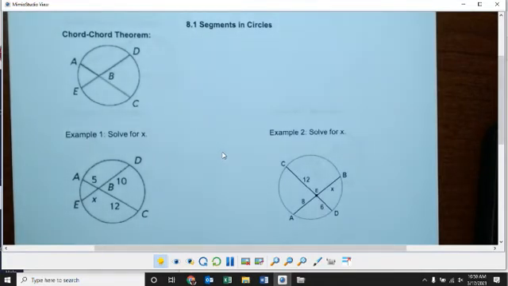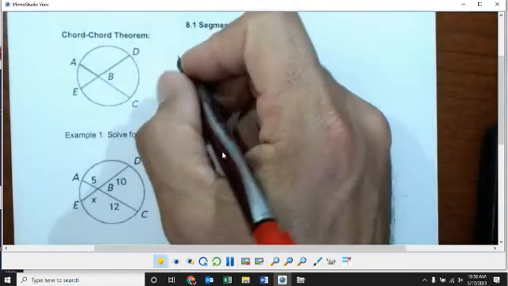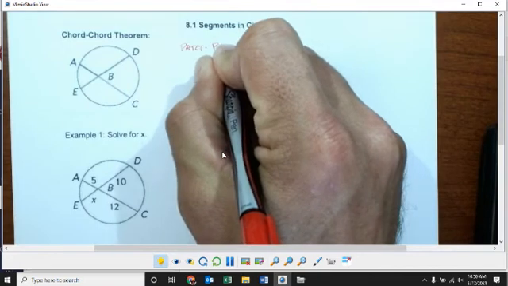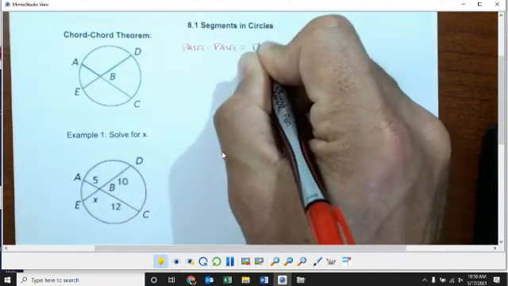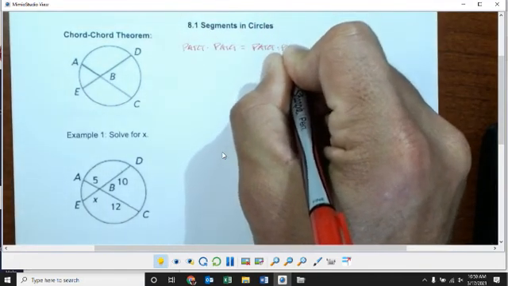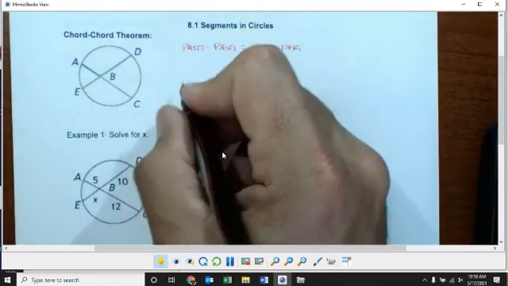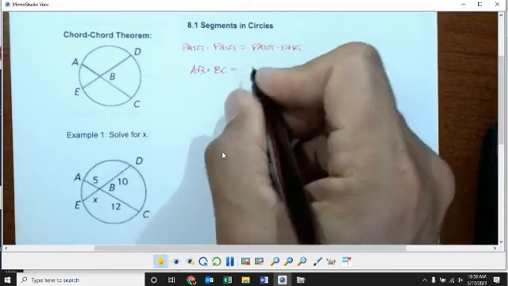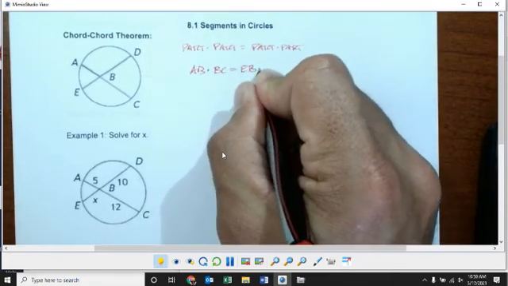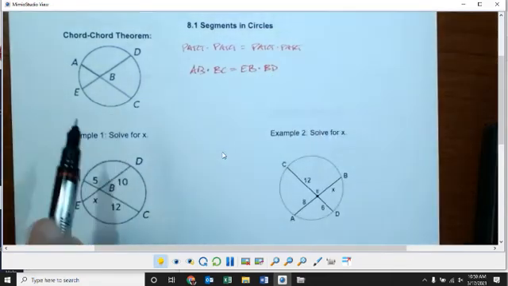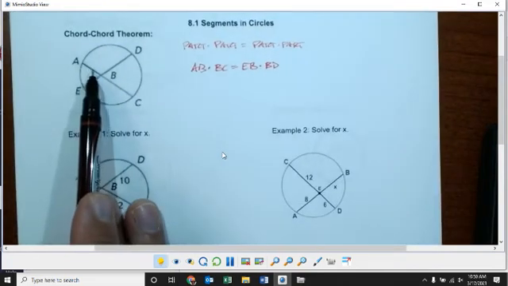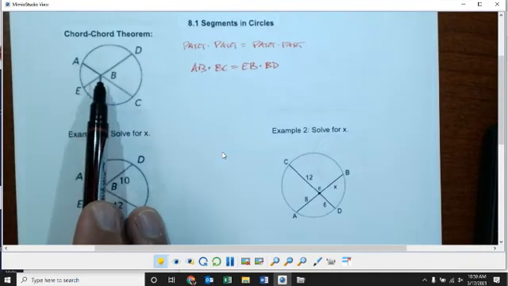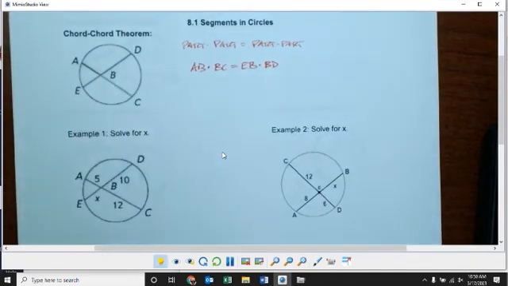All right, starting off, we have two chords. If we have two chords, the procedure is part times part equals part times part. So in this case, that means that AB times BC equals EB times BD. So it is one part of the first chord times the other part of the first chord equals one part of the second chord times the other part of the second chord.